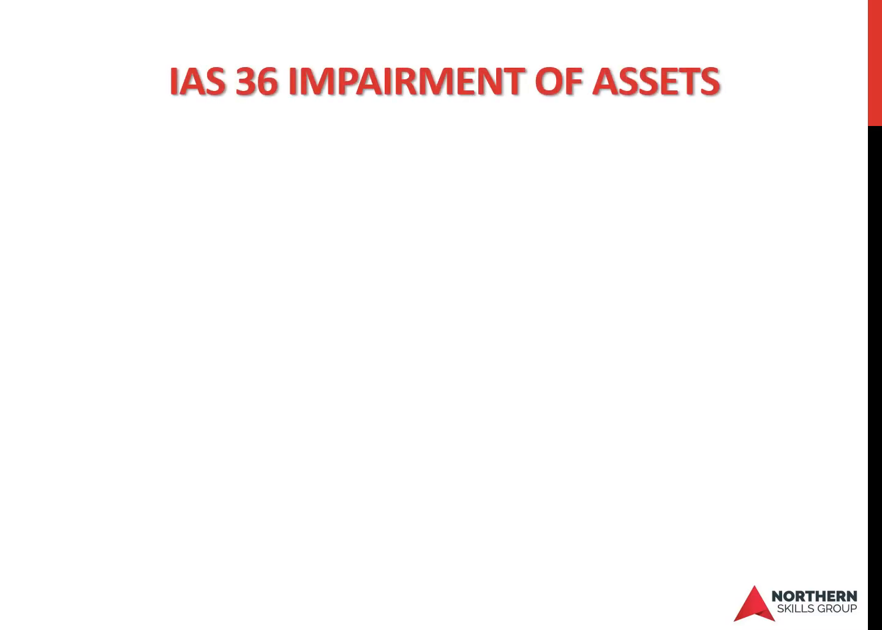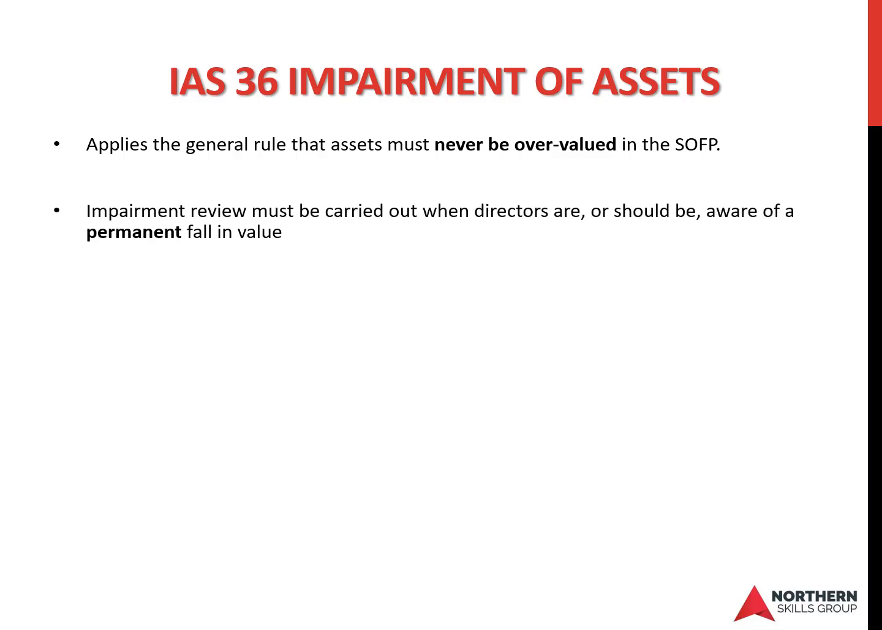IAS 36 applies perhaps one of the most important accounting rules, and that's that assets must never be overvalued in the statement of financial position. Undervalue the assets, that's fine, but never show assets at more than the value of the future benefits that are going to be derived from them. And if the directors are aware or should be aware, given the circumstances, that there's a permanent fall in the value of company assets, then they must carry out an impairment review.